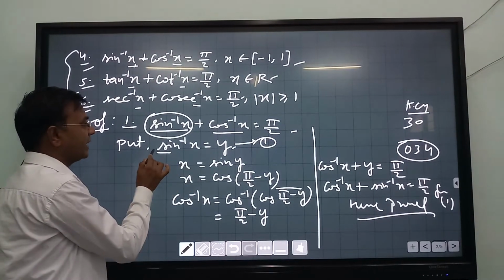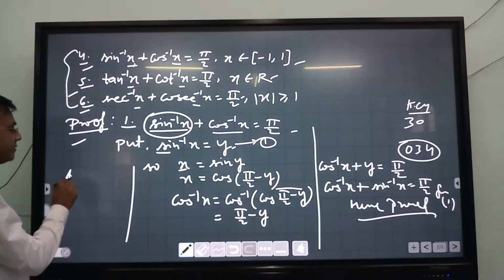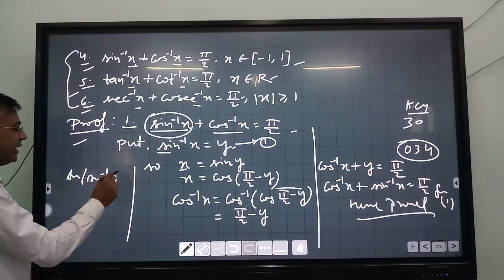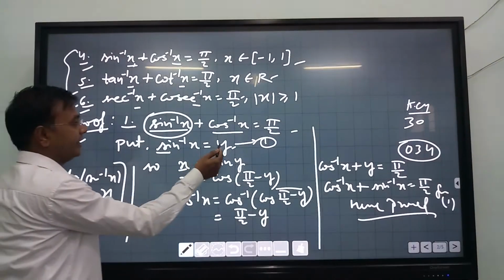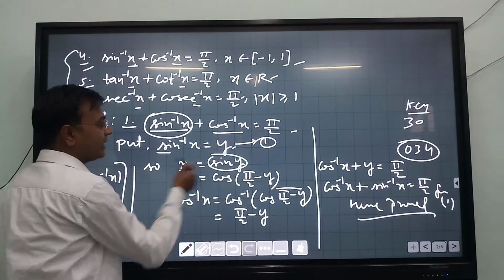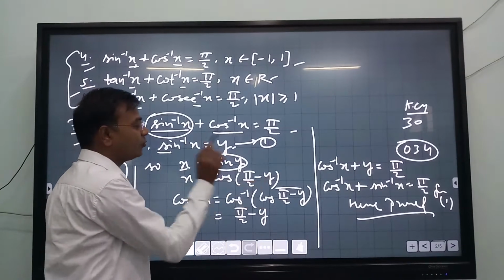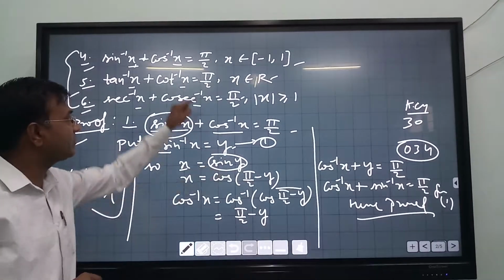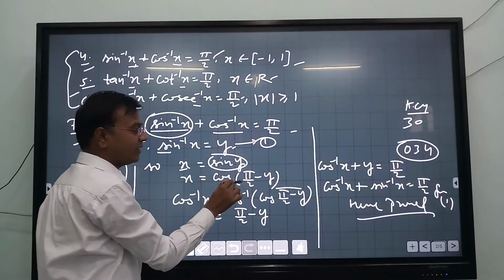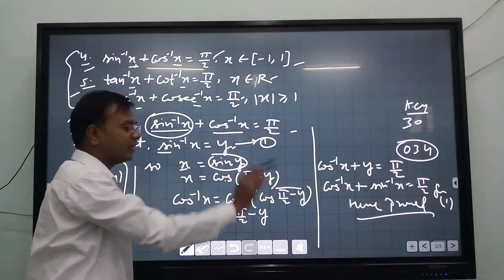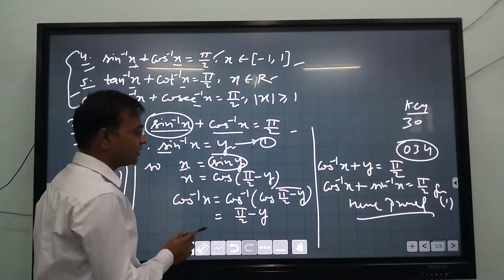Here, sin of sin inverse x equals x only, as I said. This is the property. And here is sin y, and this sin y can be expressed as cos pi by 2 minus y, using the complementary angle property. Why are we using this? Because we have to get the result in terms of pi by 2. So that's why we are using sin y equals cos pi by 2 minus y. That is the complementary angle property of trigonometric functions. Right?